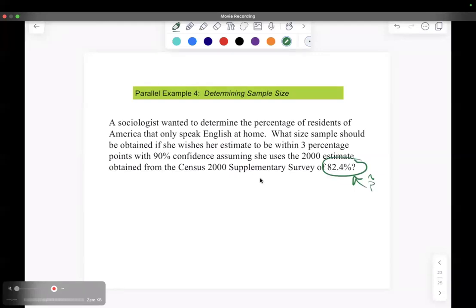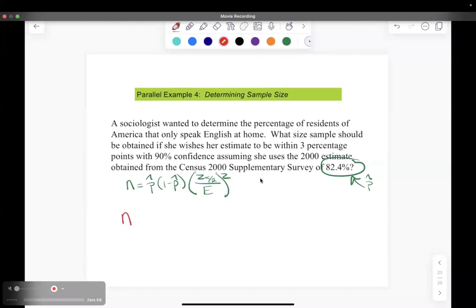So my formula, n equals p hat times 1 minus p hat times z sub alpha divided by 2 over the margin of error squared. So the p hat that we are going to use is 0.824. My z, we find that on the z table.